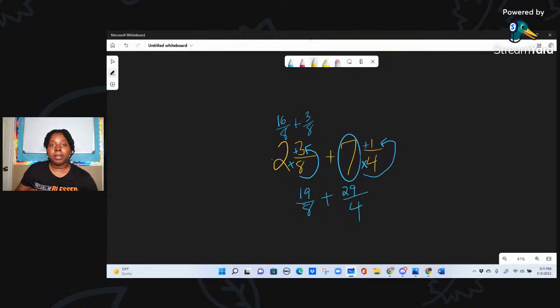Now we do the same thing. We're going to do the butterfly method. So 29 times 8, 19 times 4, and 8 times 3, and then add them, okay? So multiply on the bottom and add. Okay, so it's going to be essentially the same exact thing. The only difference is we need to turn the mixed numbers into improper fractions first.